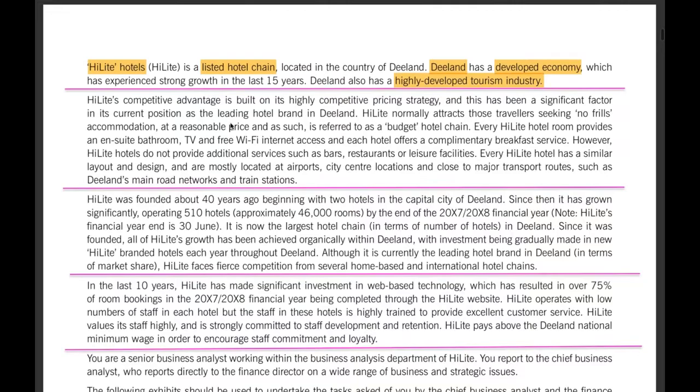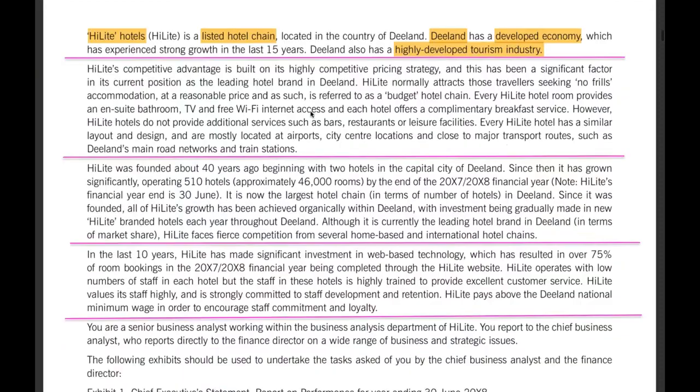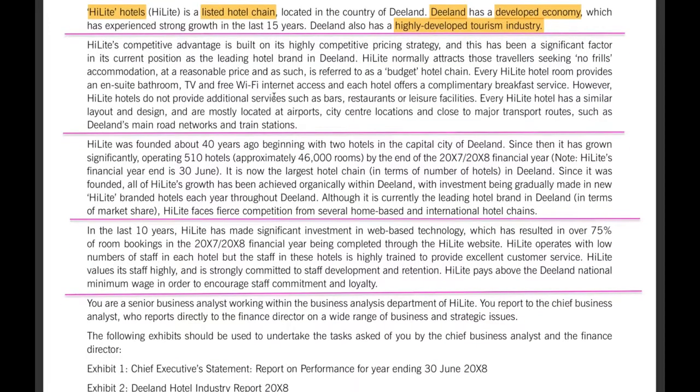What else can you get from this? What can you gauge when you see a developed economy? At the back of your head, if it's a developed economy, people in that country will have better purchasing power, and definitely there will be a lot more opportunities for further growth. So this is something you have to think about at the back of your head when you read this. And the second part here talks about what?